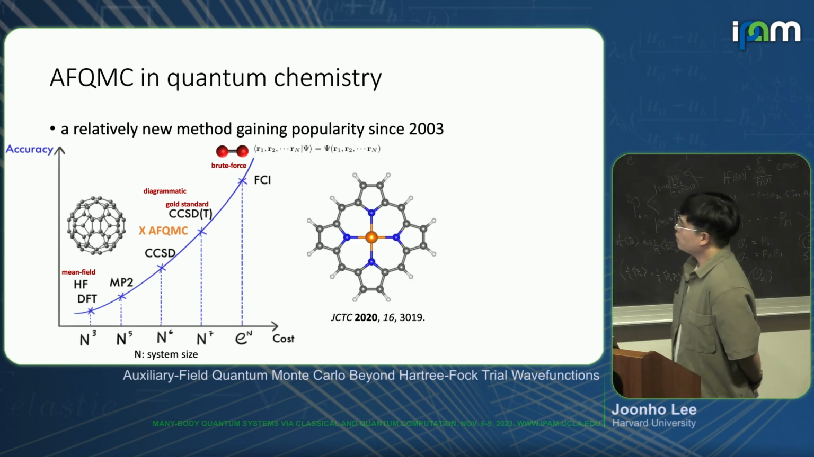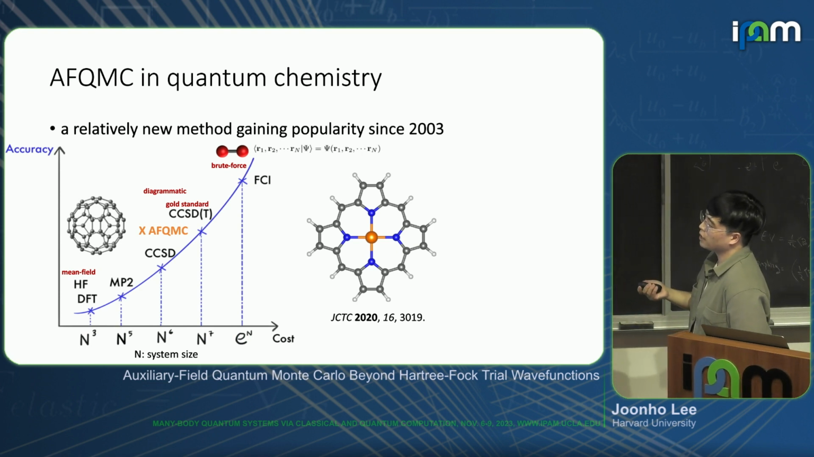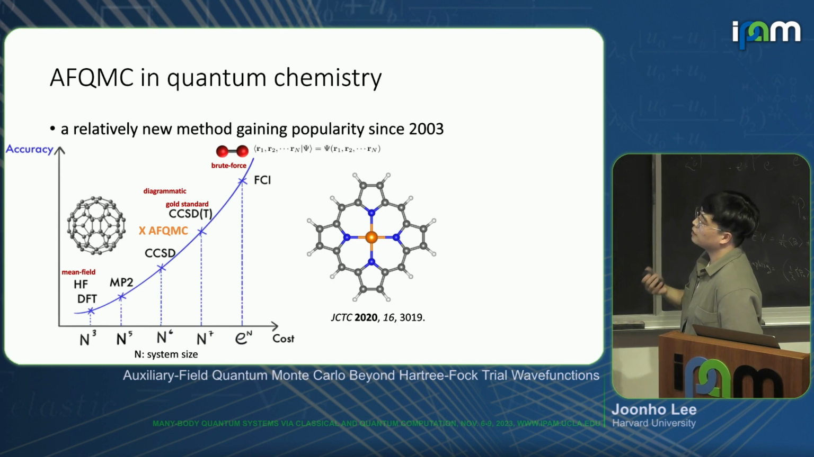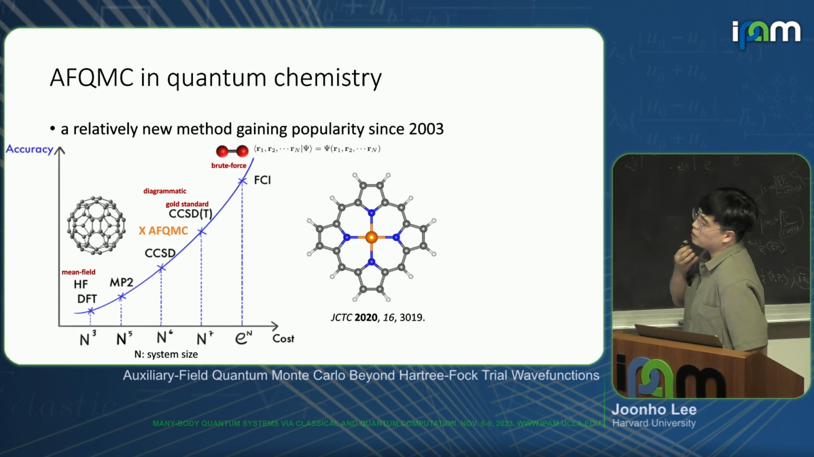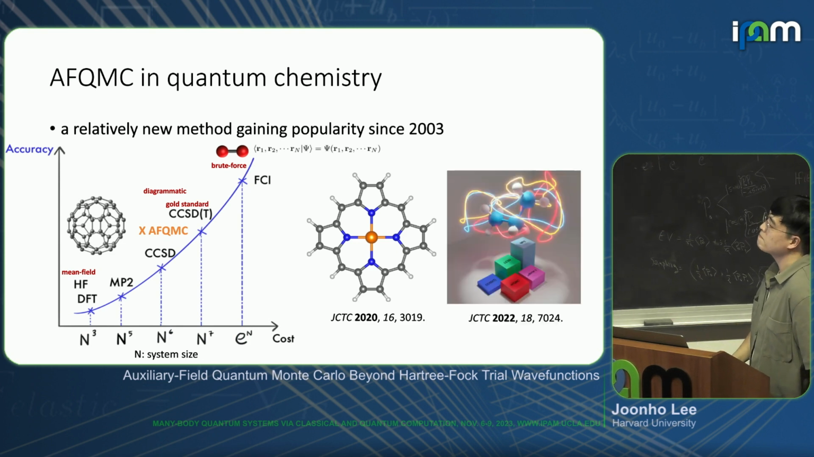I've done AFQMC on some transition metal complexes. These have a complicated electronic structure. This one is called iron porphyrin, and it has easily 2,000 orbitals in total. With the cost we are paying, between MP2 and CCSD, 2,000 orbitals is not a big deal.